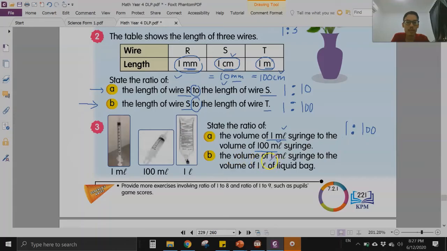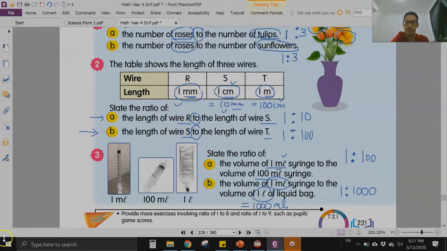Question B, write the ratio for the volume of 1 ml to the volume of 1 liter. We change the unit first. 1 liter equals 1000 ml. So 1 ml on the left, colon, to 1 liter. 1 liter is 1000 ml. So the ratio is 1 to 1000. So that's about ratio.